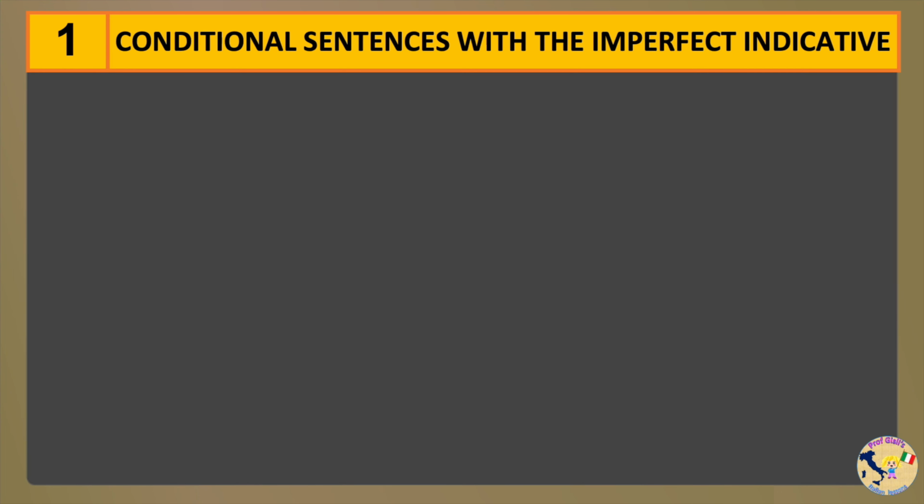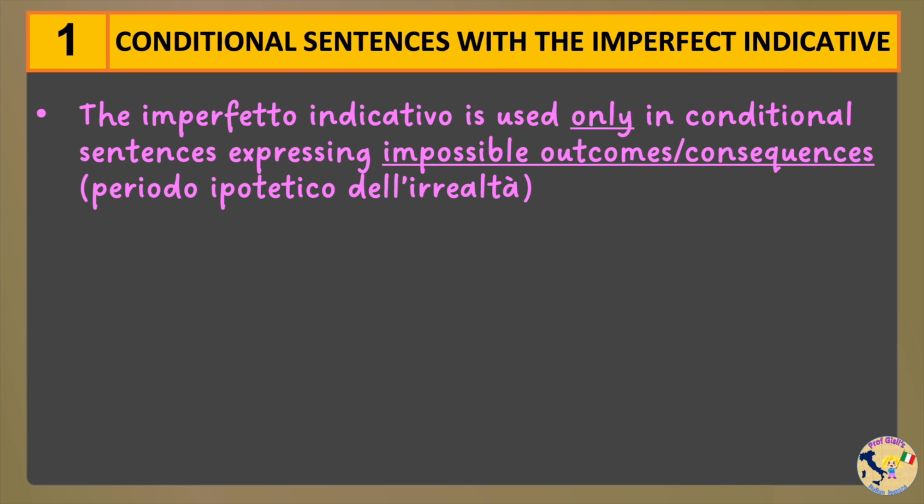Conditional sentences with the imperfect indicative. There are three things you should remember about this type of sentences. First, the imperfetto indicativo is used only in conditional sentences expressing impossible outcomes or consequences. In other words, it is used in the periodo ipotetico dell'irrealtà.